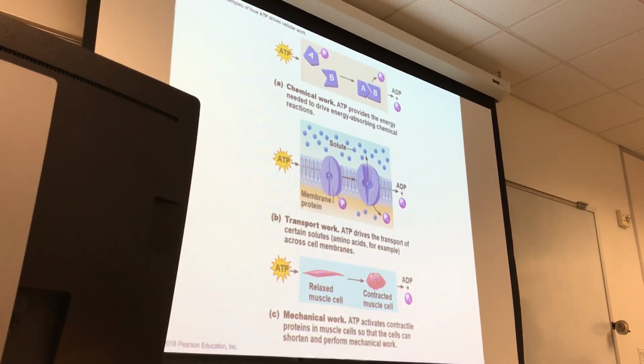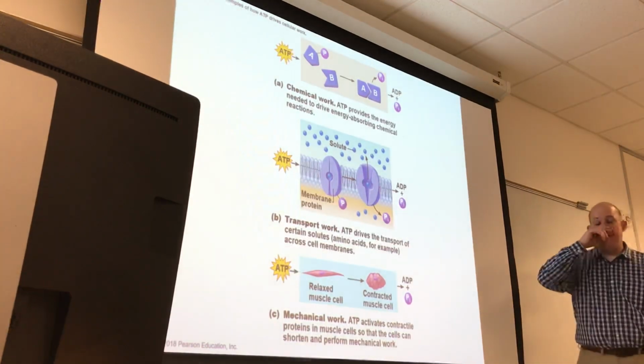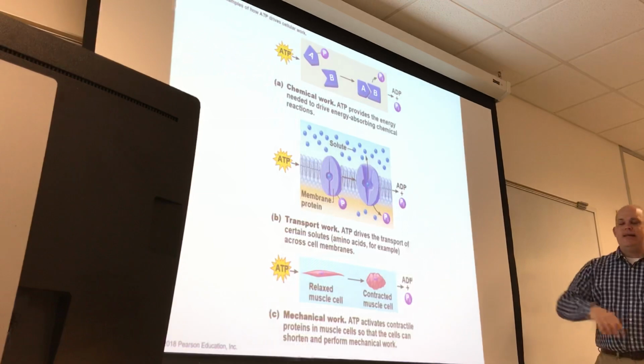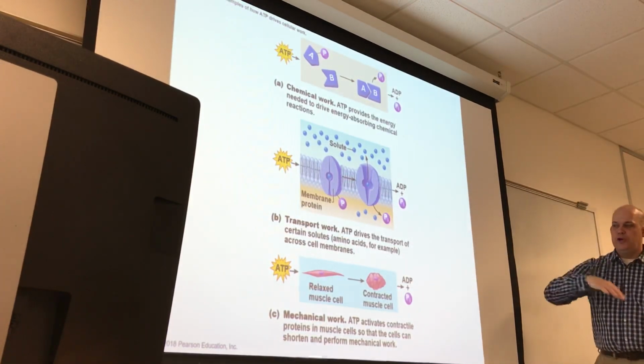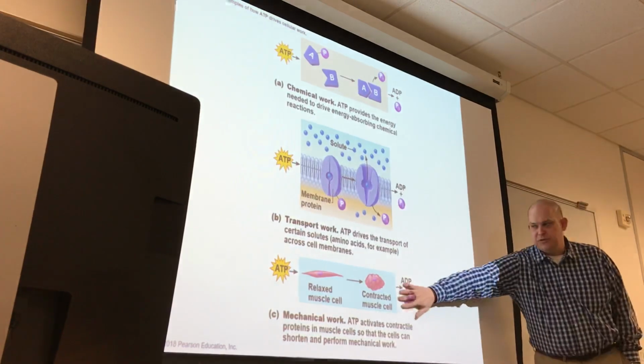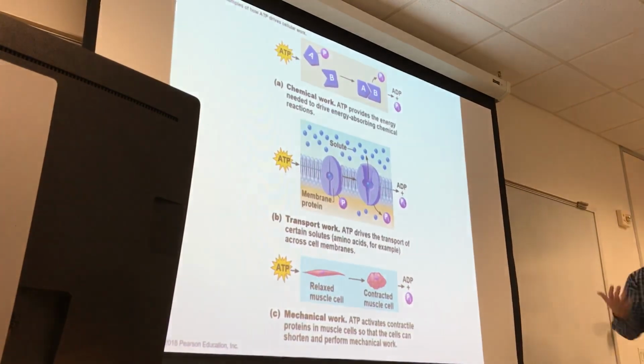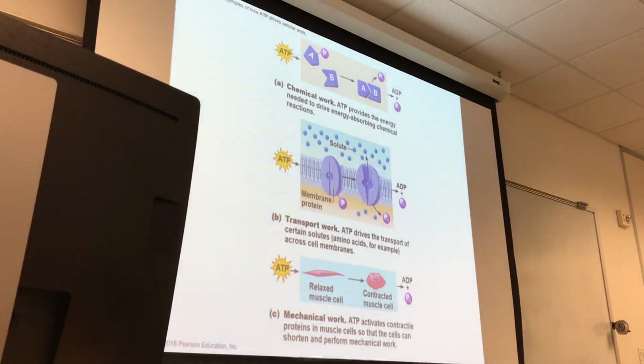Does that make sense? And we're going to see this in a few different chapters. We're going to talk about it in its greatest detail when we get to the muscles and the nervous system, because we're going to show how a muscle contracts, which is what they're showing down here. We're going to show how a nerve fires, which requires ATP as well.